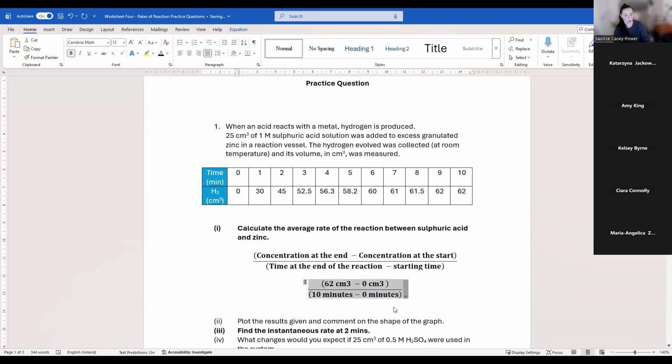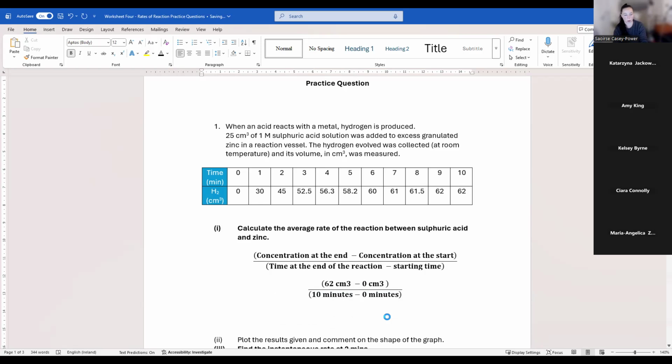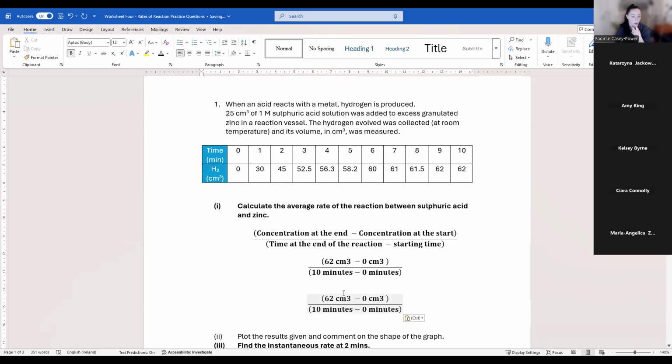I'm going to do a couple more of these when we're in our revision class, because it's much easier for me to write them out rather than type. But we'll do a couple now anyway, just so you can get the gist of them. So 62 minus 0 is itself, and 10 minus 0 gives us 10. Then you just need to divide one by the other, so that will be 62 centimeters cubed divided by 10. So your average rate of the reaction is 6.2.